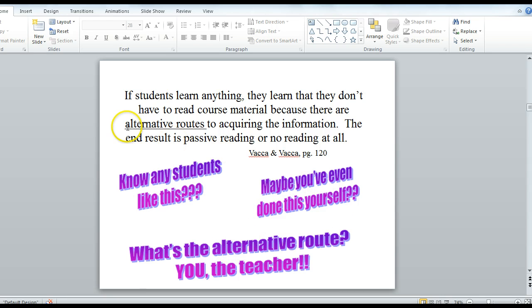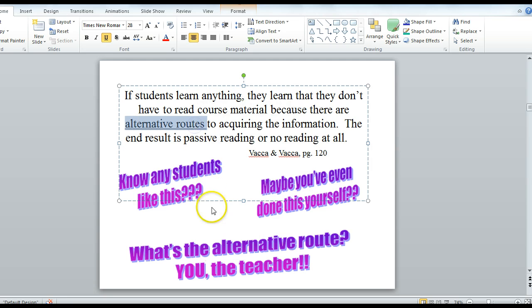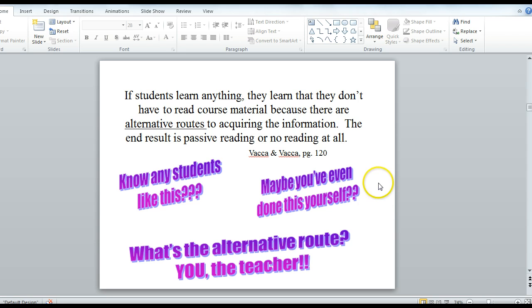And I'm sure you're thinking, well, what's the alternative route? And we know what that alternative route is. It's you, the teacher. When you answer the questions, when you give them the notes, when they don't pass a test and they say, why didn't you teach me this? Why didn't you tell me what would be on the test? When students learn that they don't have to read the book because the teacher's going to answer all the questions and give them all the information they need to know, that's when we have passive readers.